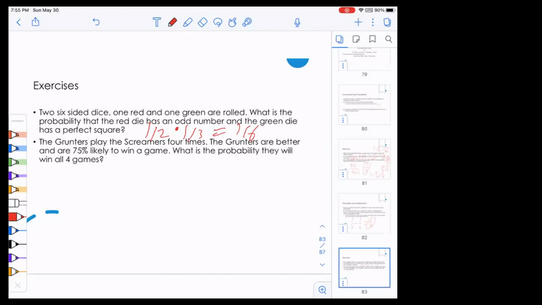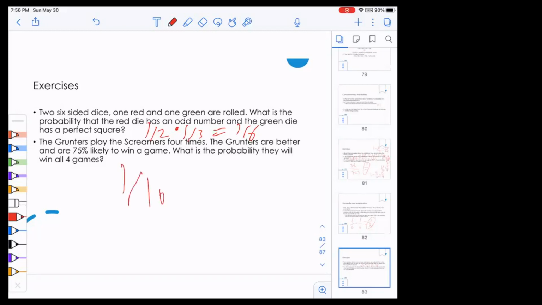So now we have the second problem. The Grunners play the Screamers 4 times. The Grunners are better and are 75% likely to win a game. What is the probability that they will win all 4 of the games? So let's go. Here we're going to have a fake solution and then a real solution. The fake solution is, since there's 2 possibilities for each game, there's going to be 16 possible outcomes. And since the Grunners win all 4 games, it's going to be 1 out of 16.